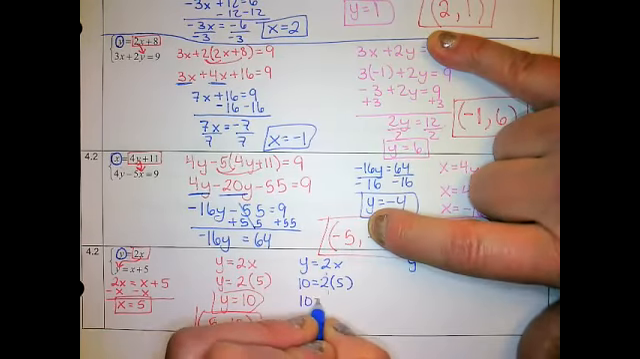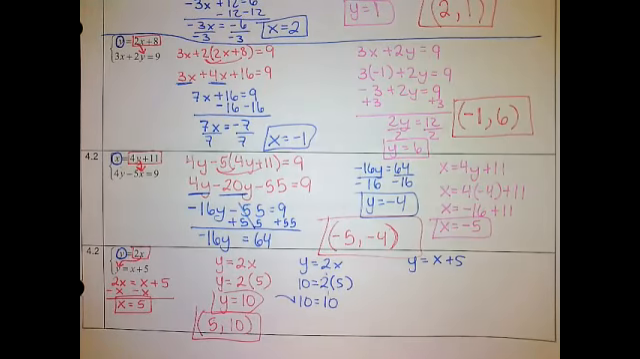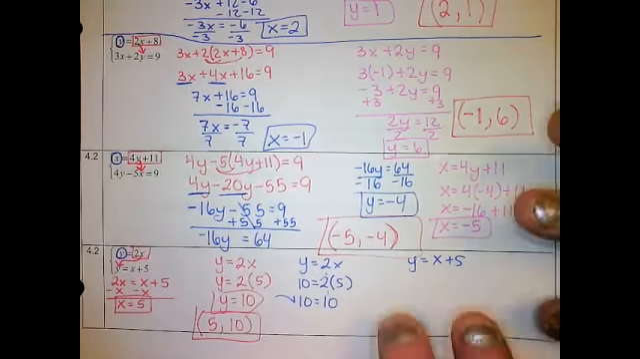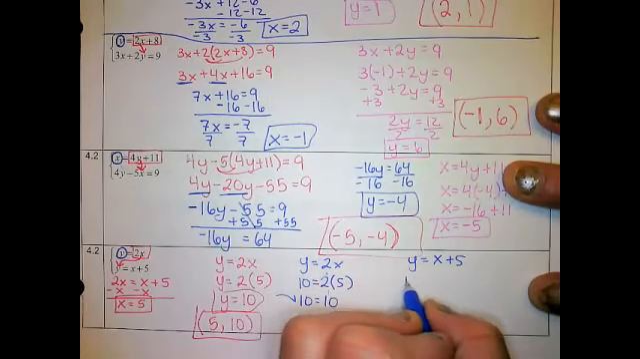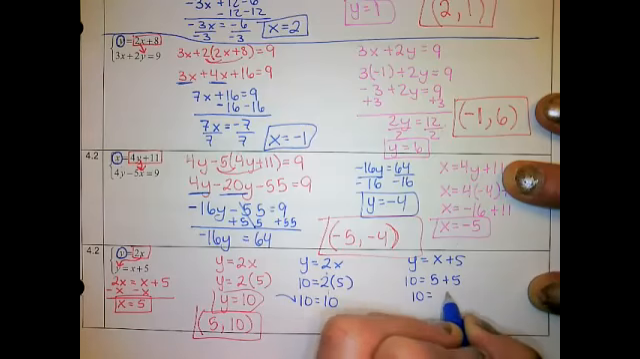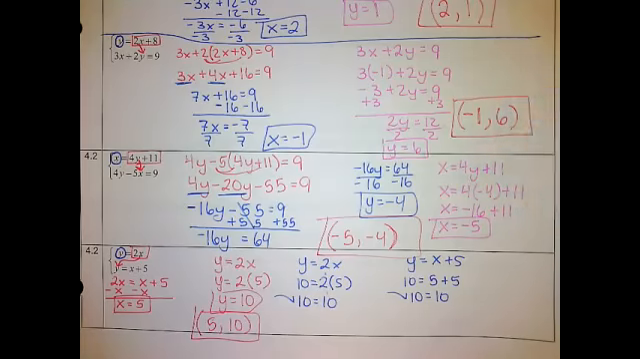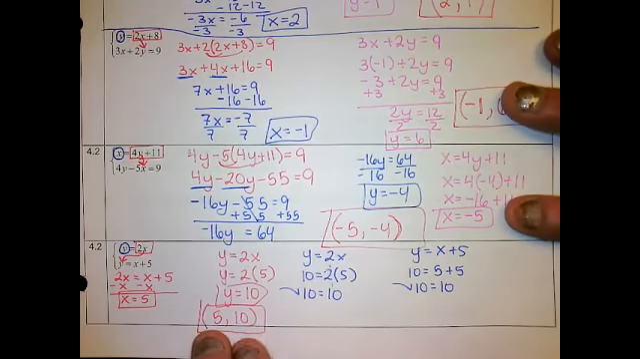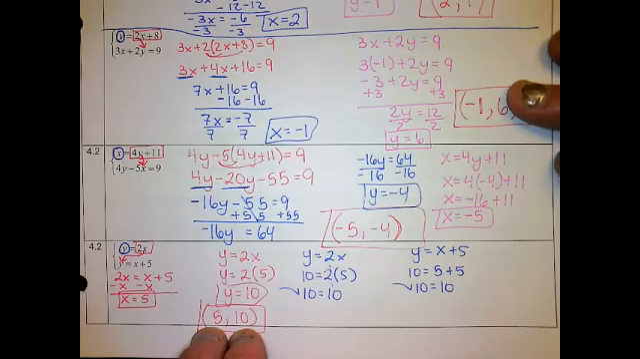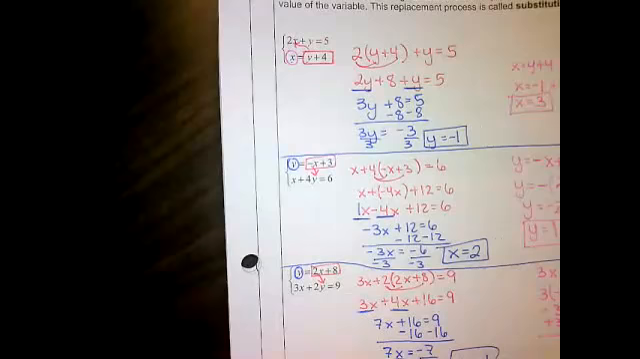So 10, I can't do anything with that. 2 times 5 is 10. That's checked. Okay. So I'm just plugging and making sure that it's a true statement. Okay, so this one right here, y is 10, x is 5. So now 5 plus 5 is 10. That's true. It checks. So I know that I'm good. Okay. I know 100% that this is the right answer. Let's go on ahead and do one more problem.